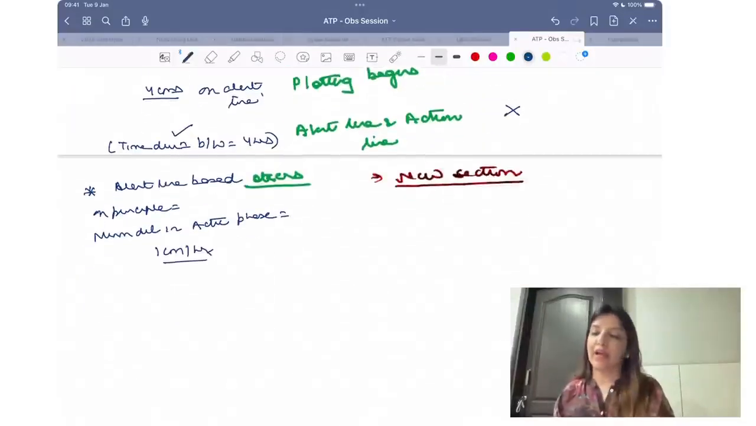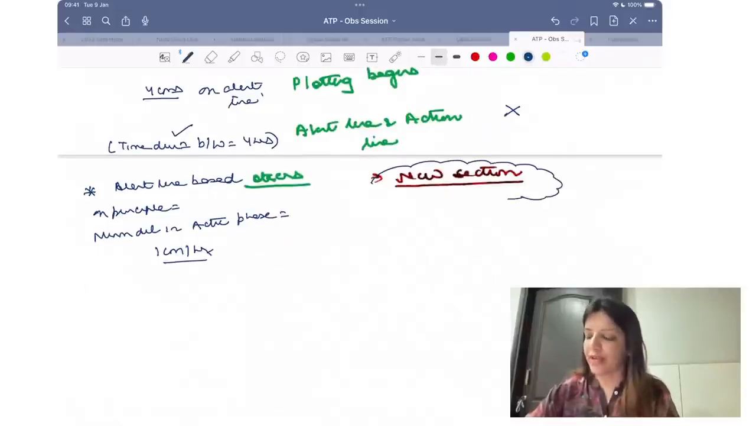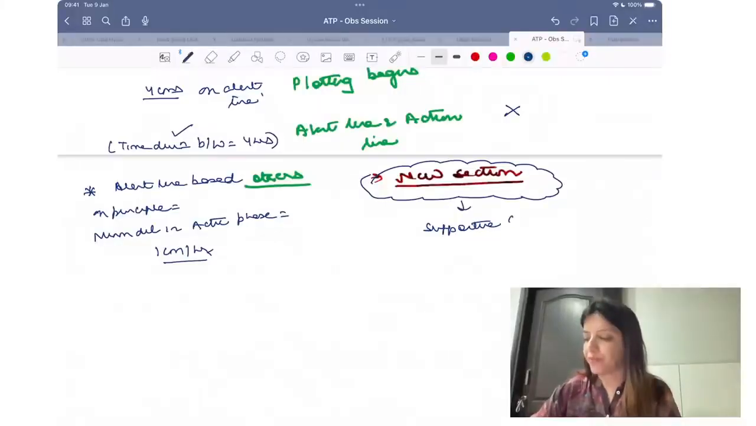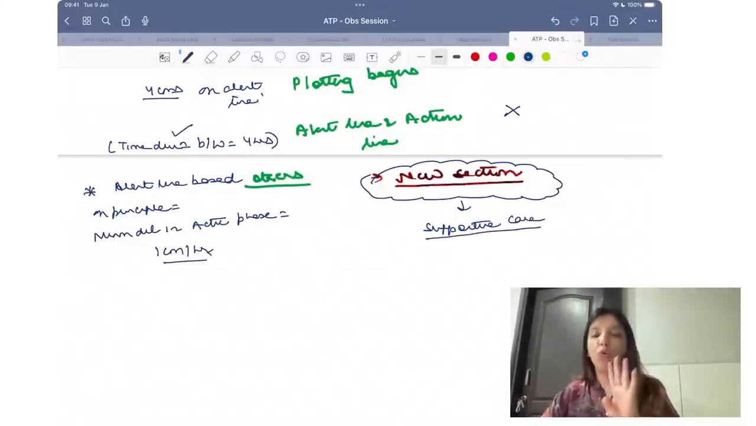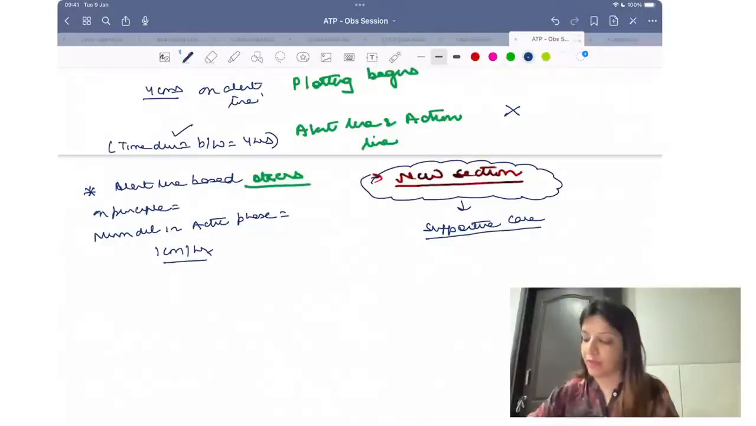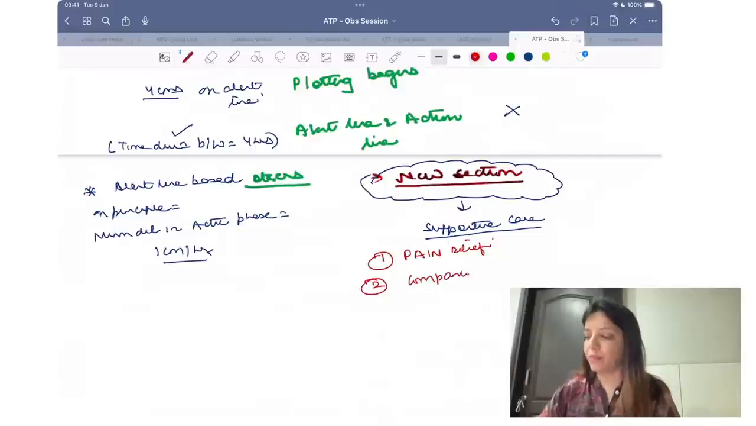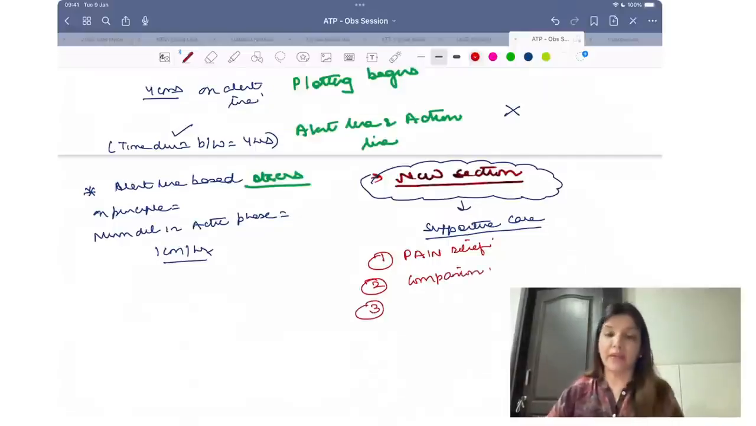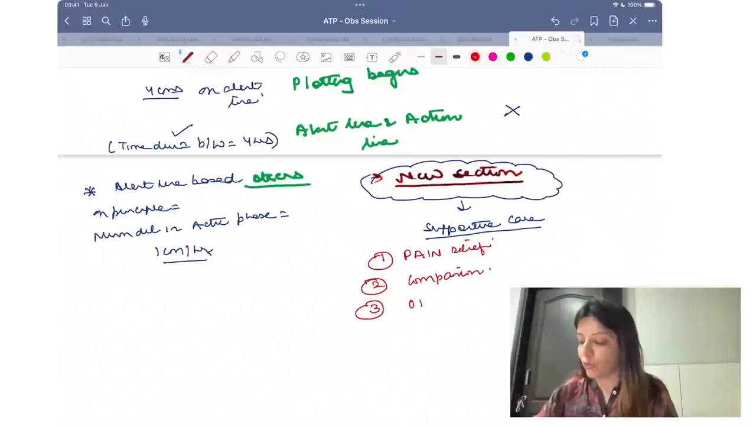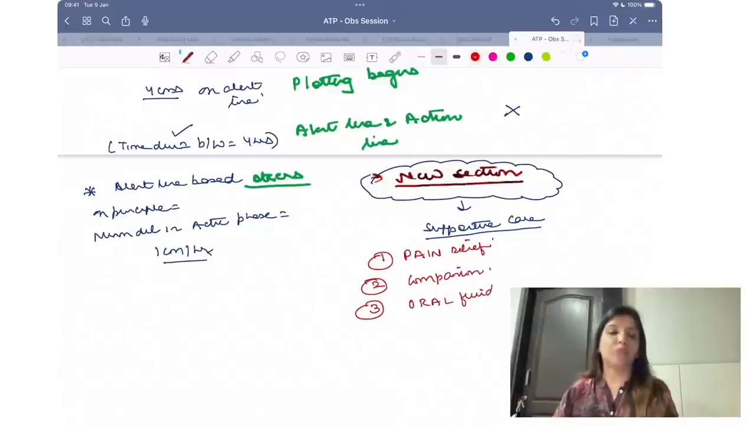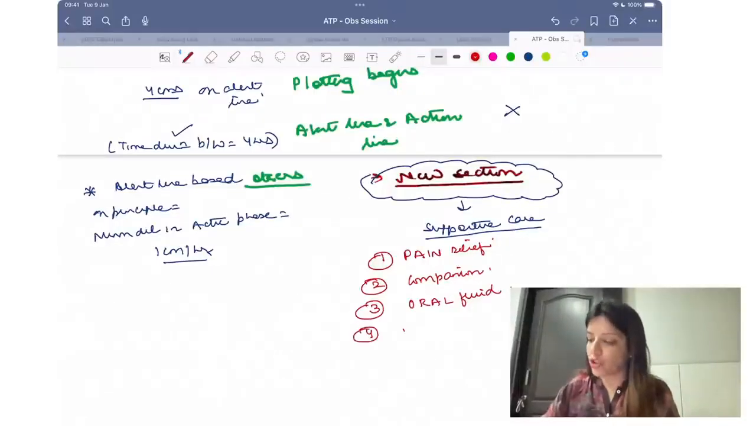Whereas about labor care guide, I want you to remember that there is a new section, and that new section is about supportive care. And in supportive care, 4 new points are included. Very, very important. Number 1, pain relief. What have I done for pain relief? Number 2, companion, that is, who is the companion present with the patient, whether present or not. Number 3, oral fluid, how much oral fluid is being given to the patient. And number 4, posture.